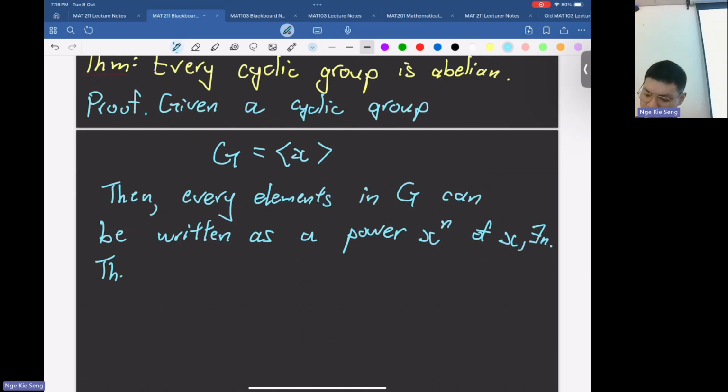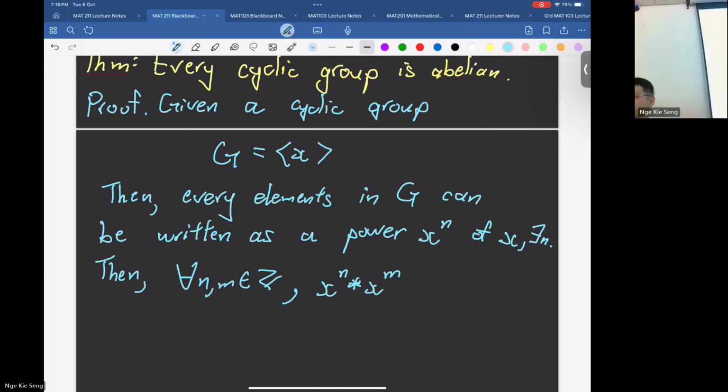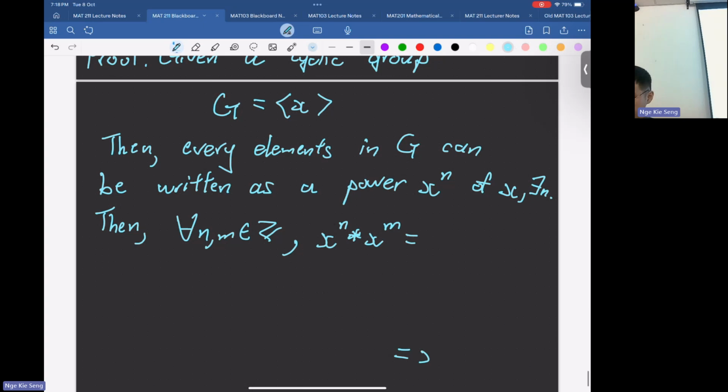Then what do we need to check? We need to check that for every n, m in Z, what happened to x^n * x^m? And then what's our goal here? We want to show that x^n * x^m equals x^m * x^n. But what happens in the middle here?